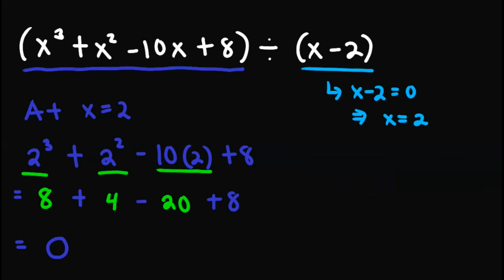Since the remainder here is 0, then we can say that x minus 2 is a factor of x cubed plus x squared minus 10x plus 8. And this idea is what we call the factor theorem. So the factor theorem states that if a polynomial is evaluated at x equals r, in this case x equals 2, and it results to 0, then x minus r, in this case x minus 2, is a factor of the given polynomial.